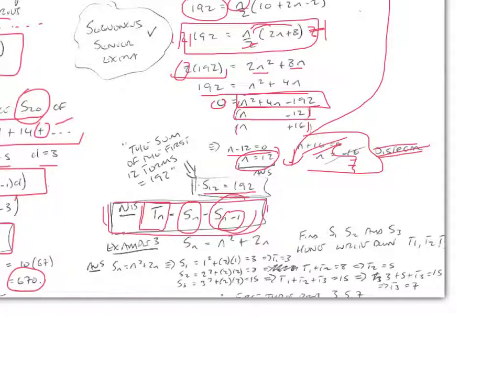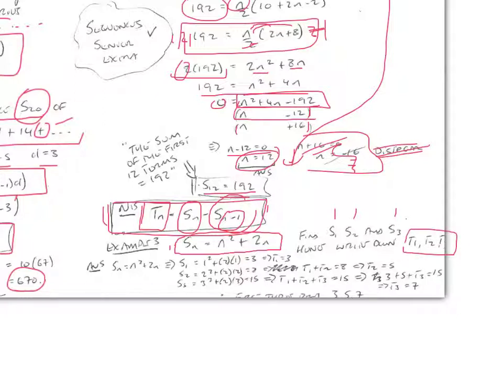Okay, final example then. The sum to the n term is given by S of n. S sub n is n squared plus 2n for an arithmetic series. Find S1, S2, and S3. That's the sum of the first term, the sum of the first 2 terms, the sum of the first 3 terms. And when you know that, write down what those terms actually are.